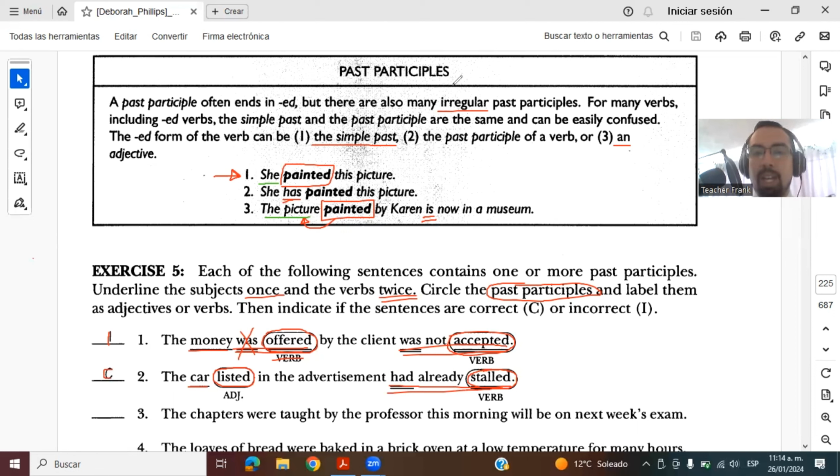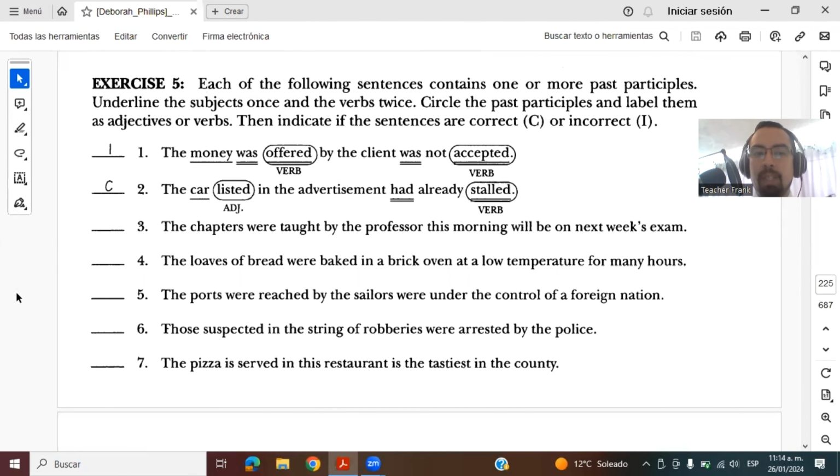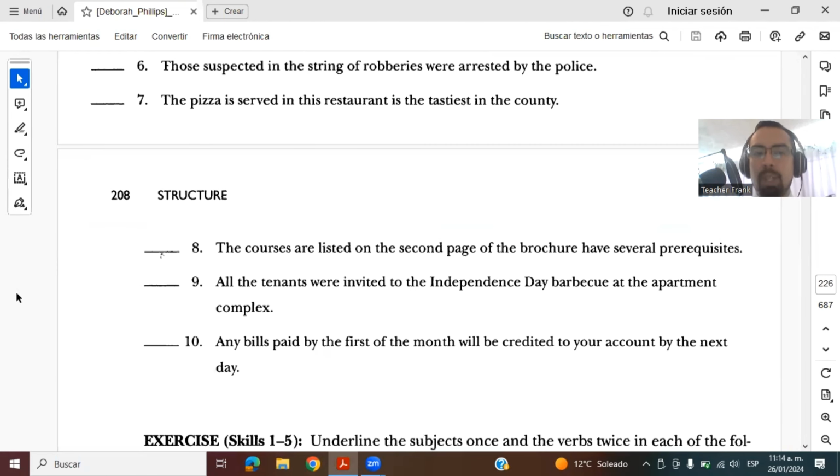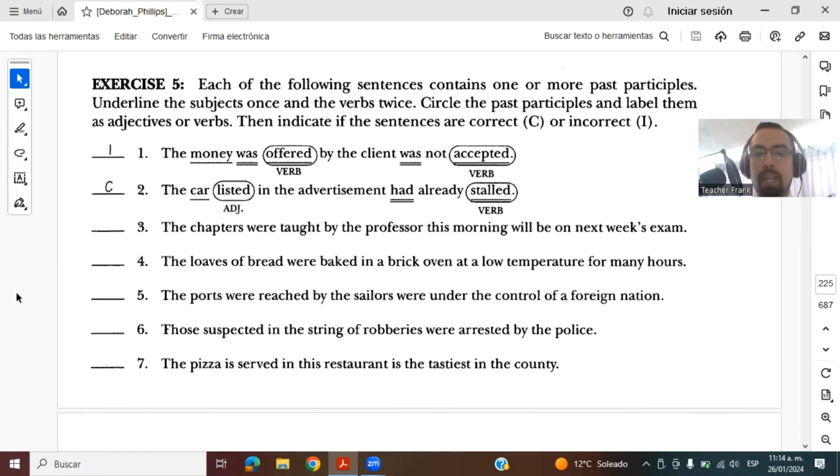Okay, so now I'm going to leave exercises 3 to 7 on the screen so you can do them, and we will check them in a moment, right? After we finish checking 3 to 7, then we'll go to 8 to 10. Okay, so pause the video and do these exercises, and then we will check them.